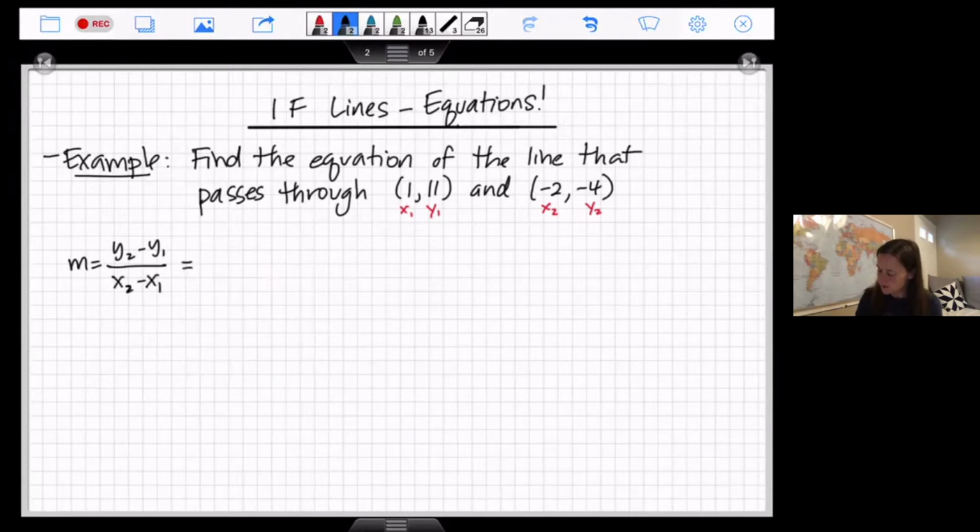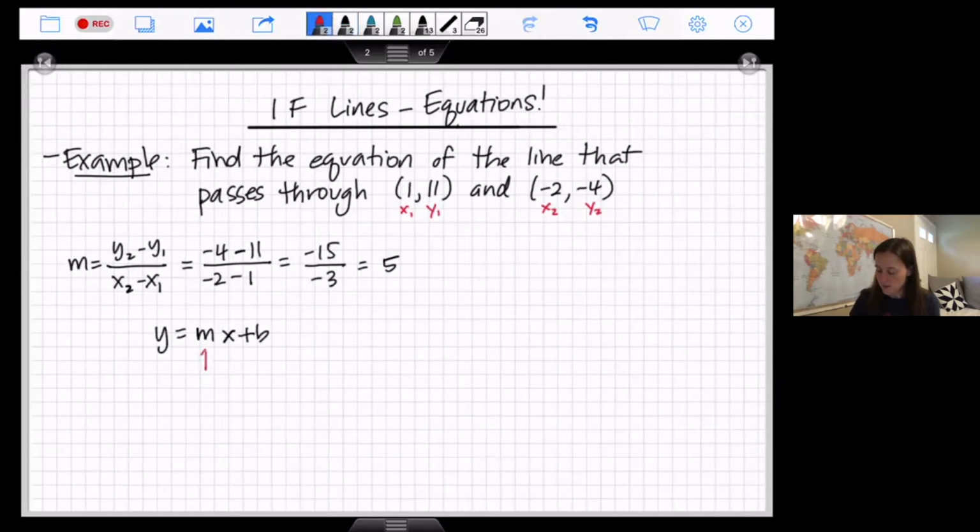So for us, that's going to be negative 4 minus 11 over negative 2 minus 1. So I get negative 15 divided by negative 3, and I get positive 5. Okay, so that's a positive slope. That means that my equation is going to be y equals mx plus b. I now know that the m is equal to 5. All I need to know now is what this b, the constant term, is at the end of my line.